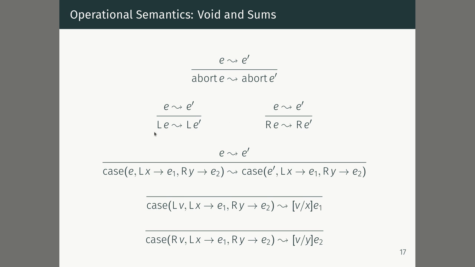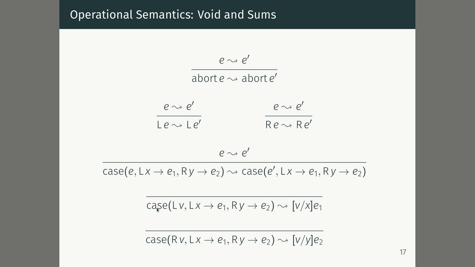Okay, so now we can get a tagged value. Well, how do we use it? Well, we use tagged values in a case statement. And if you do case e of something, you have to evaluate e until it becomes a value. So we'll have the rule: if e goes to e prime, then case e of left of x goes to e1, right of y goes to e2, that whole thing will step to case of e prime with the left and the right branches remaining unchanged.